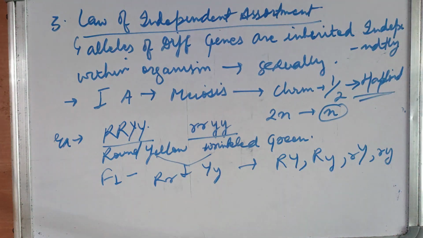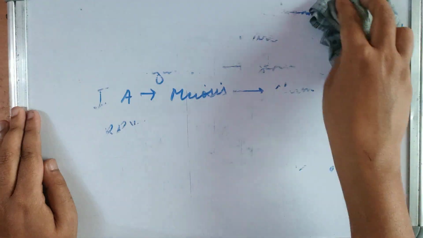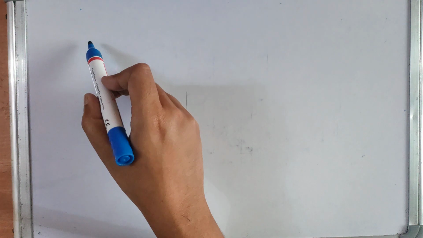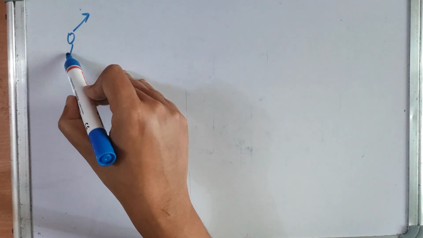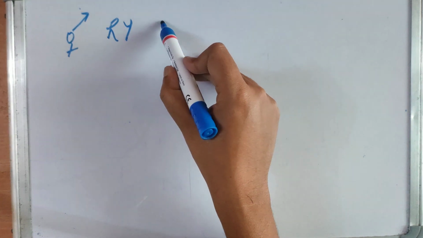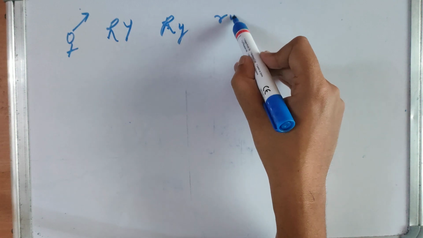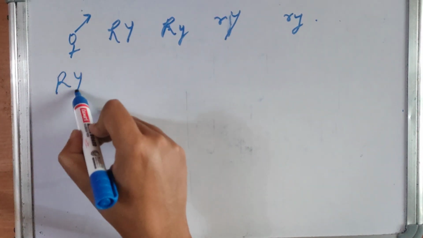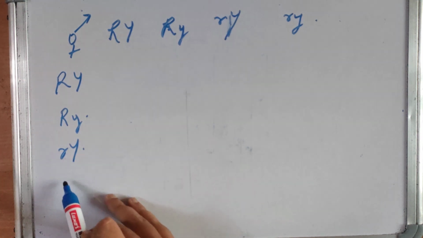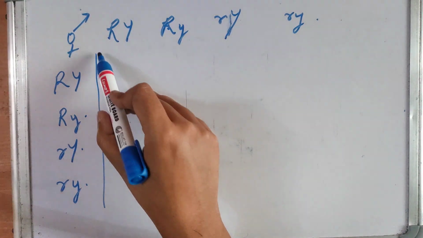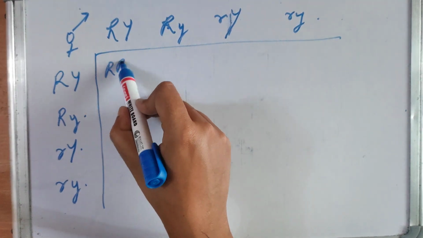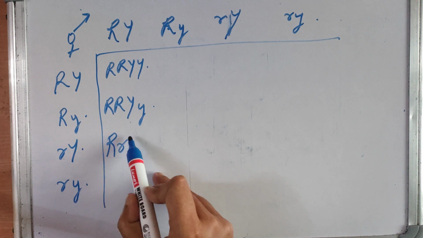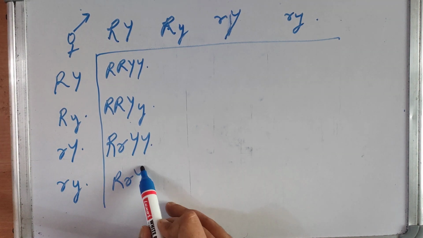Let us understand this by making a table. This was the F1 generation, and let us study the F2 generation. What happens in the F2 generation? Here we have RY, Ry, rY and ry, and the same along the other side. So what we get here: the first is RRYY, the second is RRYy, the third is RrYY, and the fourth is RrYy.